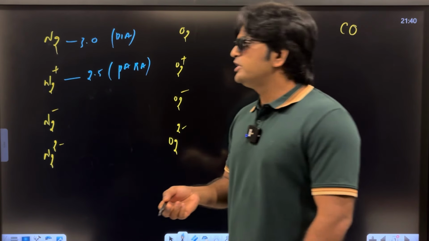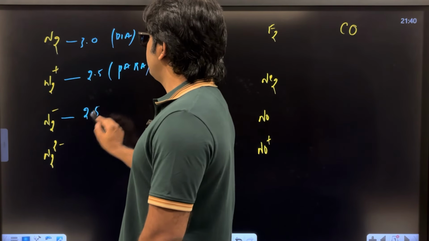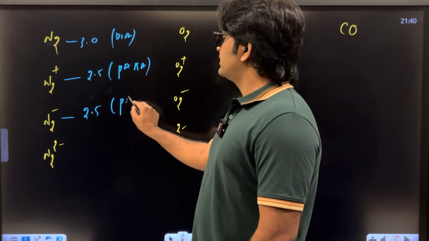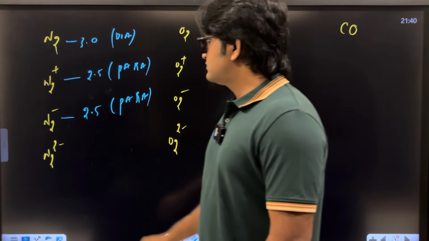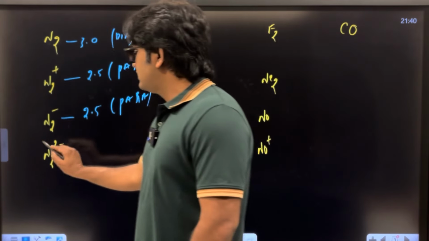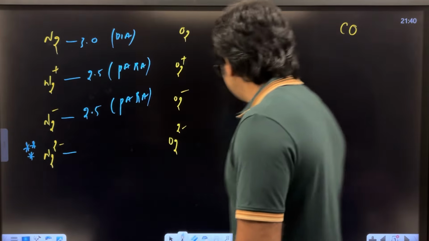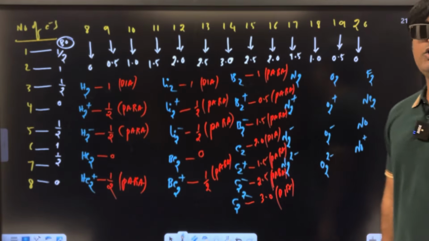Next, N2 minus. N2 minus means how many electrons? 15 electrons. For 15 electrons, what is the bond order value? 2.5. Because of the presence of 15 electrons, what is the magnetic behavior? Paramagnetic. Next one, N2 2 minus. N2 2 minus, very important example. N2 2 minus, 16 electrons are there. In case of a 16 electron species, what is the bond order value? 2.0.